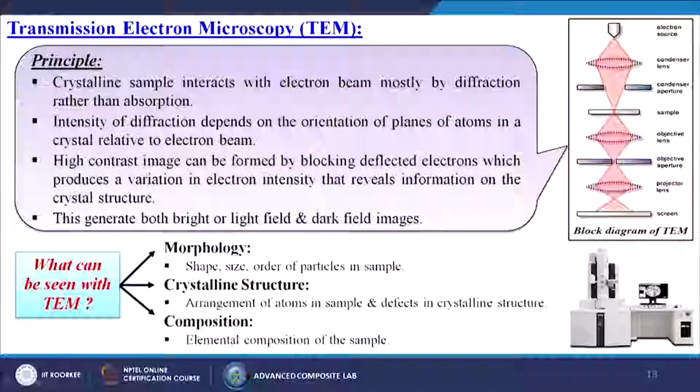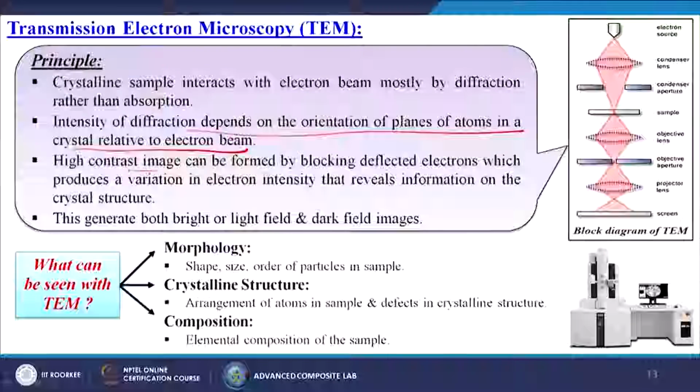Now, the next one is called transmission electron microscopy, in short generally we call it TEM. So, what is the principle? A crystalline sample interacts with the electron beam mostly by diffraction rather than absorption. The intensity of diffraction depends on the orientation of the planes of atoms in a crystal relative to the electron beam.